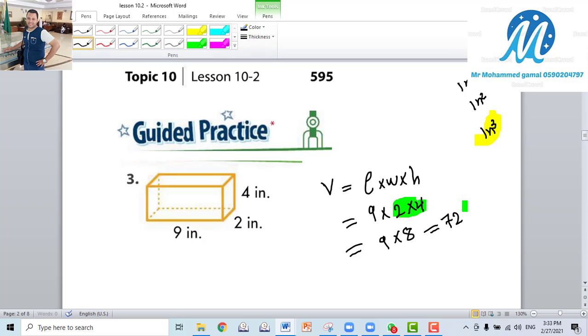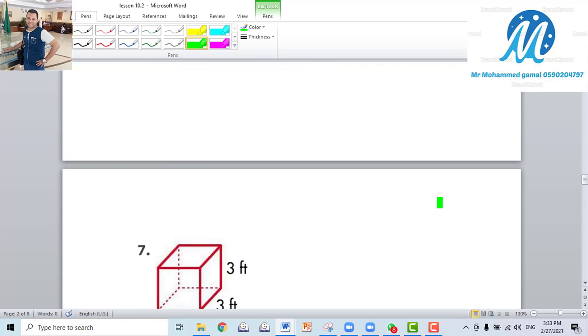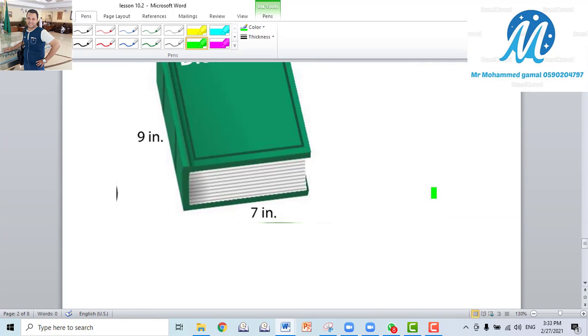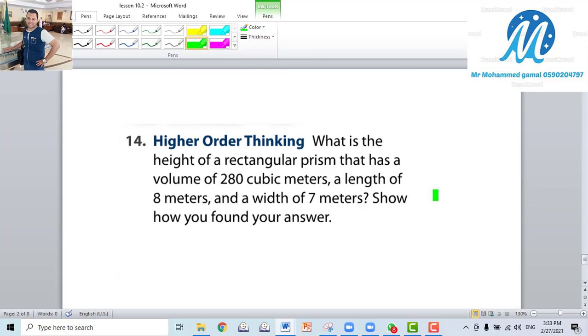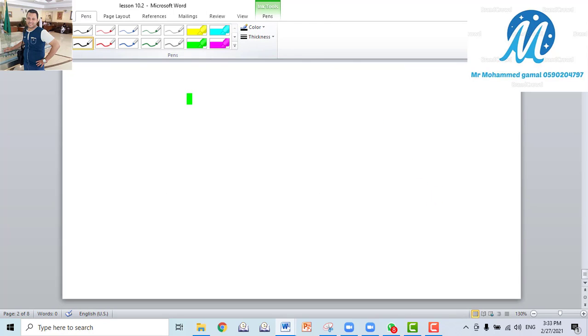Why is it cubic inches? Because it's 3 dimensions, as I mentioned: length, width and height. So when I multiply them, it should be cubic inches. Okay, so let's give a challenging question here. I can flip the question. How? Instead of asking you about the volume, I will give you the volume.